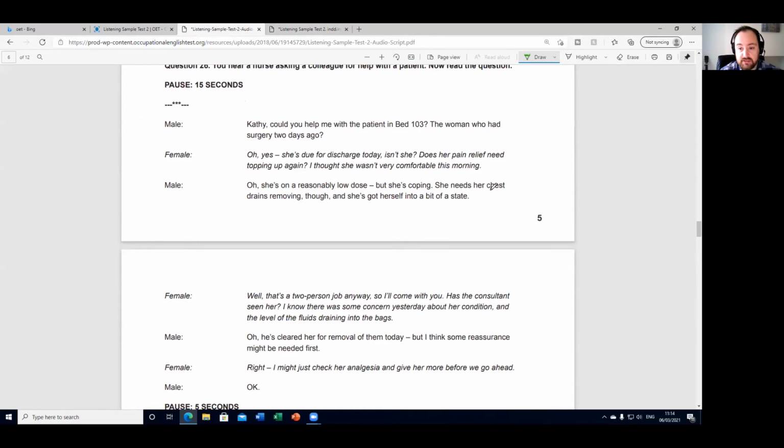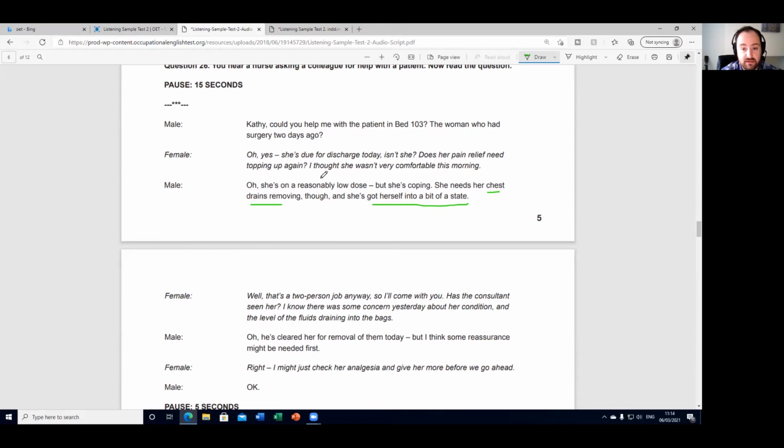In this sentence here, she needs her chest drains removing though, and she's got herself into a bit of a state. So this, she's got herself into a bit of a state, is really the key information here that shows us she's worried about the procedure, being the fact that her chest drains need removing. So that's the part that gives us the correct answer here. And again, this is a specific detail question. Also in the text, there's stuff about her condition hasn't deteriorated, she's been cleared for removal, things like that, and about increased pain levels.